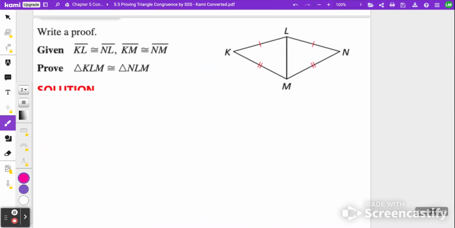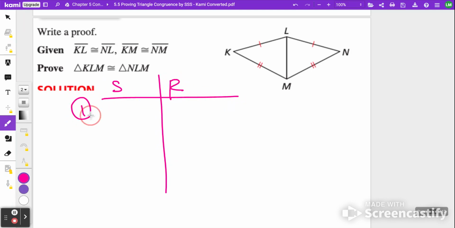So what we're going to do is look at this one, and figure out how we can write a proof, given the information, to prove that triangle KLM is congruent to NLM. First we always want to start with our statements and our reasons. And the first statement is always your given. So KL is congruent to NL, and KM is congruent to NM.